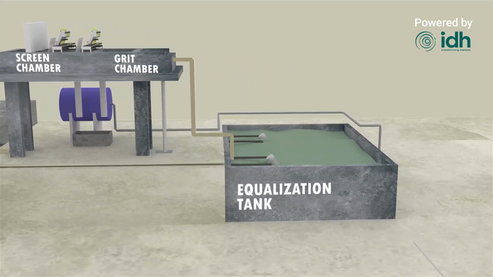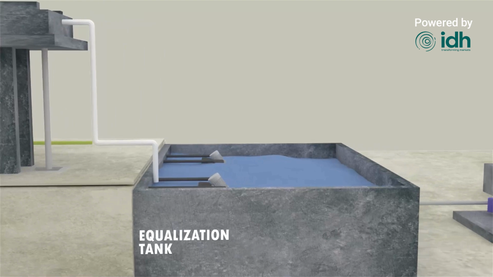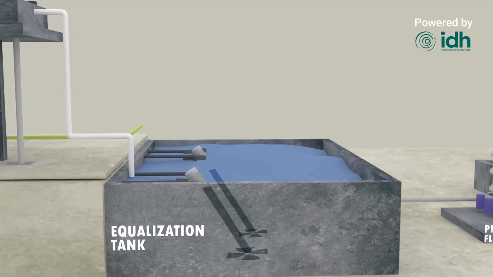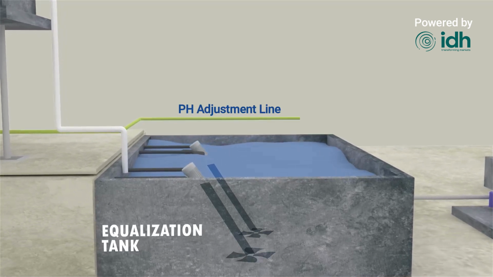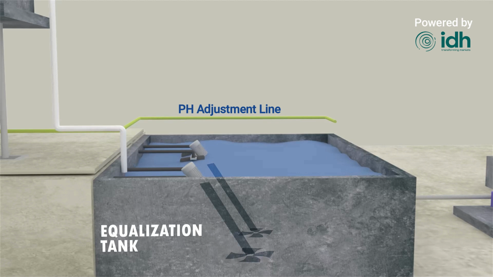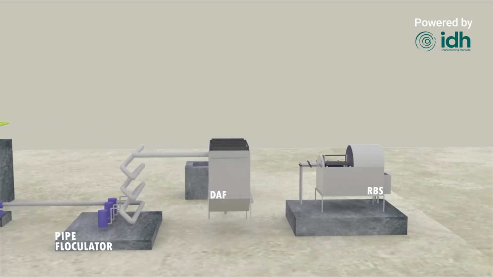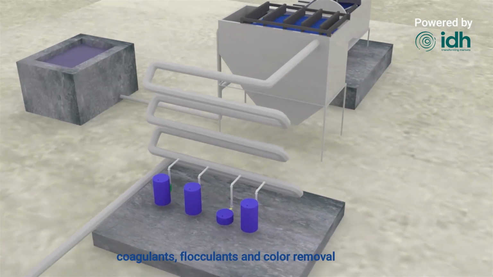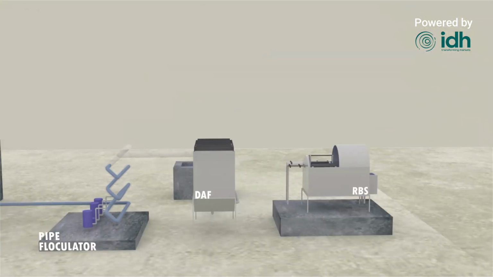The wastewater then enters the equalization tank, where it is blended and stored to help stabilize flow rates and reduce fluctuations in contaminant levels. A jet mixer within the equalization tank ensures proper mixing and distribution of the heterogeneous wastewater. Before proceeding to the next stage, the wastewater's pH is adjusted to optimize the performance of subsequent treatment processes. After pH adjustment, the wastewater enters the pipe flocculator, where chemicals, coagulants, flocculants, and color removal agents are added to cause suspended solids to clump together.